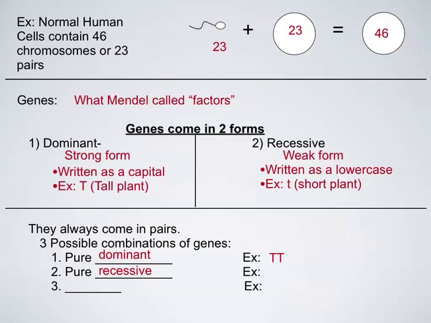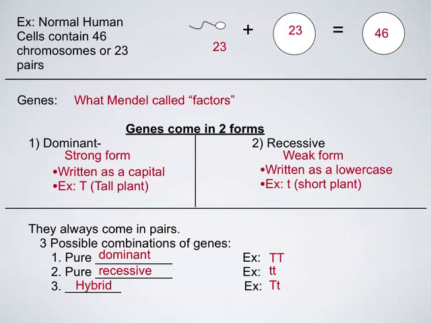Or it might be pure recessive, which would have two lowercase t's. Yes. What's the possibility we're missing? Uppercase T, lowercase t. One of each. We call that hybrid. A big T and a little t. The order isn't important either. We usually always write the capital first, but big T, little t is the same thing as little t, big T.